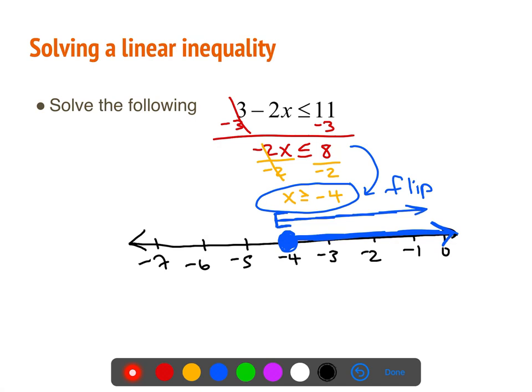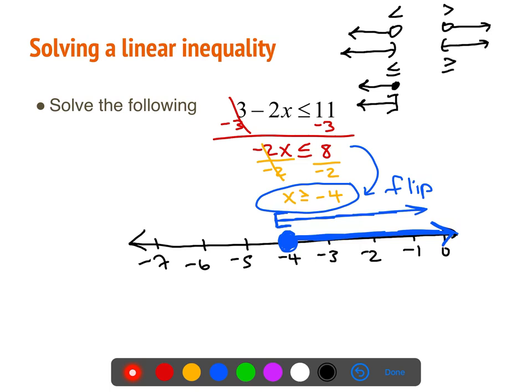So just a brief reminder, if you have less than, then that's an open circle that shades to the left, or a parenthesis that shades to the left. If you have greater than, that's an open circle that shades to the right, or a parenthesis that shades to the right. If you have less than or equal to, it's a solid dot to the left, or a bracket to the left. And greater than or equal to is solid to the right, bracket to the right. Just a review of some of the things that you learned back in Algebra 1.